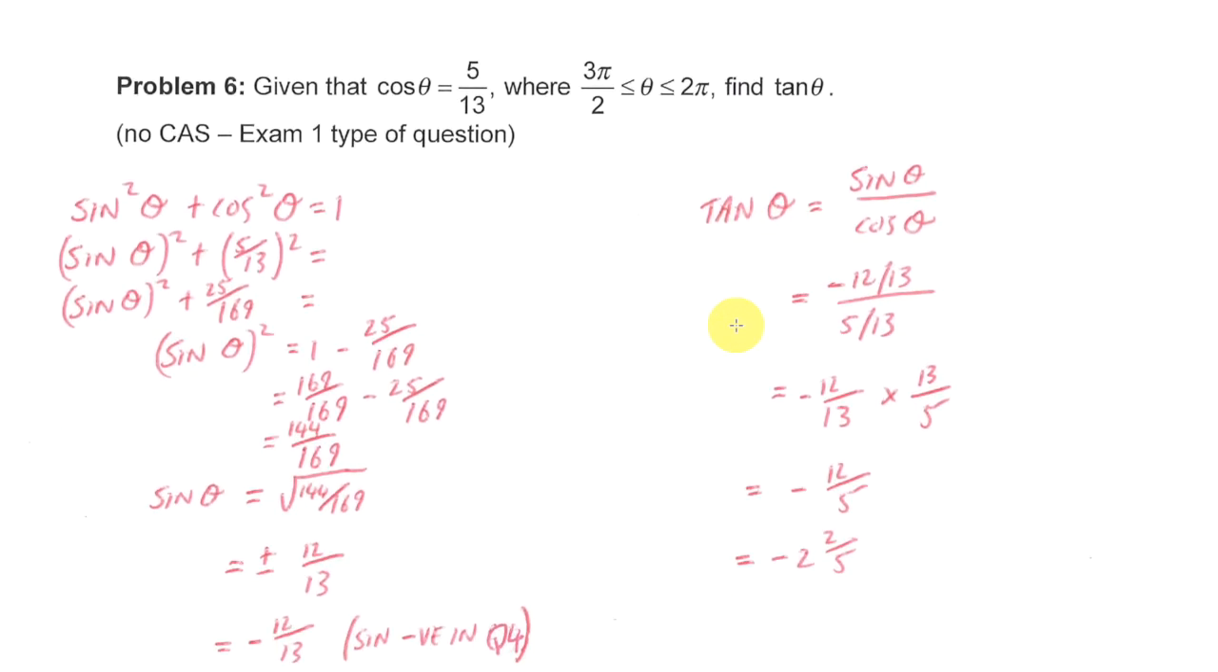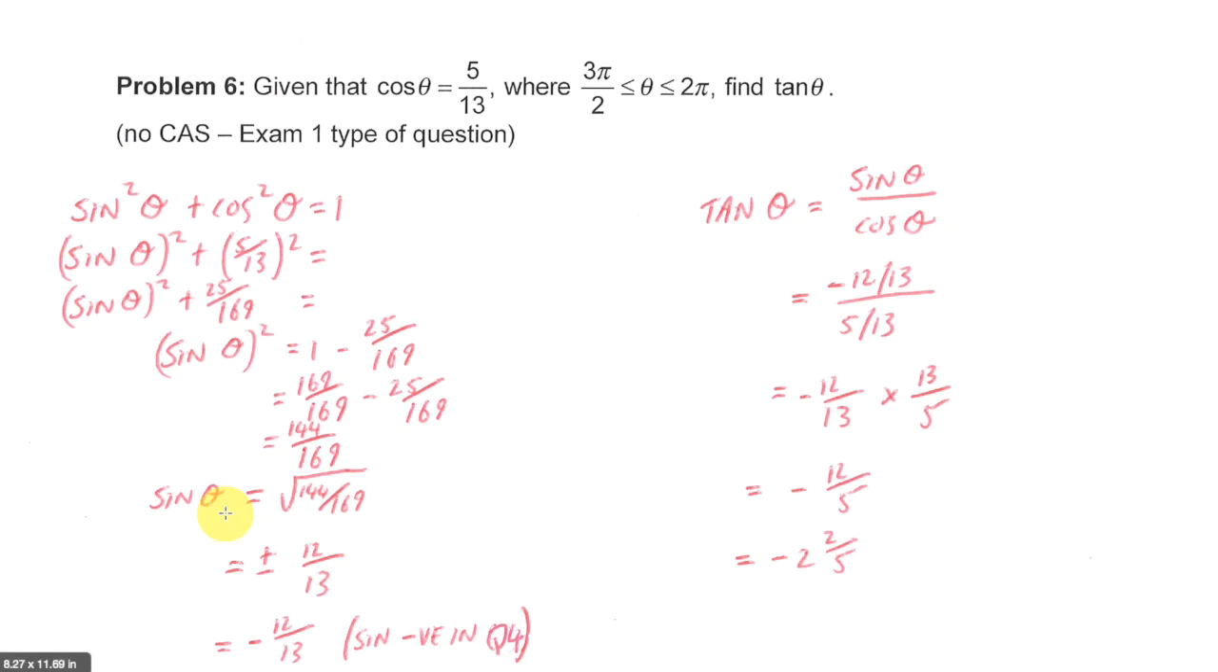Here we have a really typical application of the first identity. So sine theta squared plus cos theta squared is equal to 1. From the question, I know that cos theta is 5 on 13. So I substitute 5 on 13 in for cos. Don't forget it's squared. So sine theta squared plus 25 on 169 equals 1. Sine theta squared will be 1 minus 25 over 169, which equals 144 over 169.